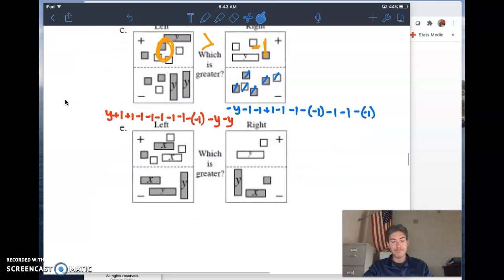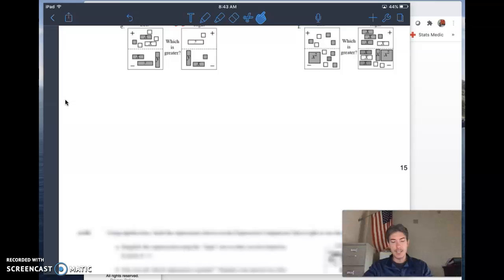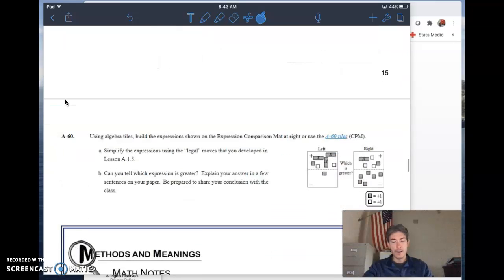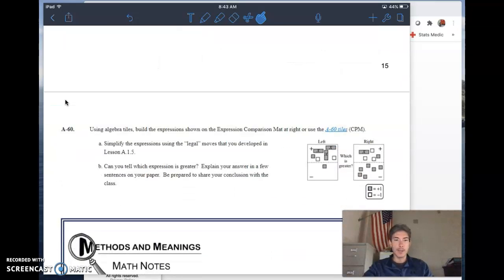We're going to investigate A-60, and we're going to try this one. This one may go a little quicker for you because this one has a build already in your notes. So I'm going to take full advantage of that. I hope you do as well. But check it out. Using the algebra tiles, build the expression and simplify the expression using those legal moves.